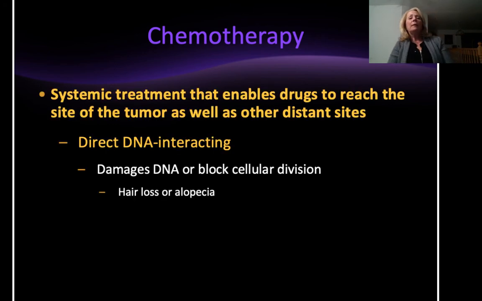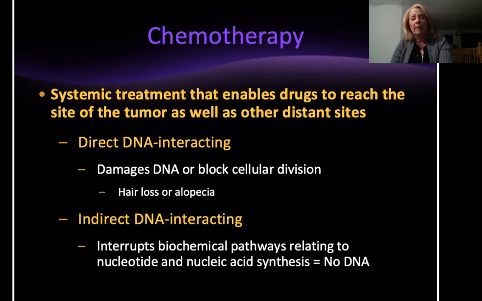Chemotherapy. This is treatment that enables drugs to reach the tumor, and one of the things those drugs are going to do is damage the DNA, and it blocks cellular division, and hopefully the cell dies. And again, these drugs are targeting cells that go through rapid mitosis, which is one of the reasons why people have alopecia or hair loss with them.